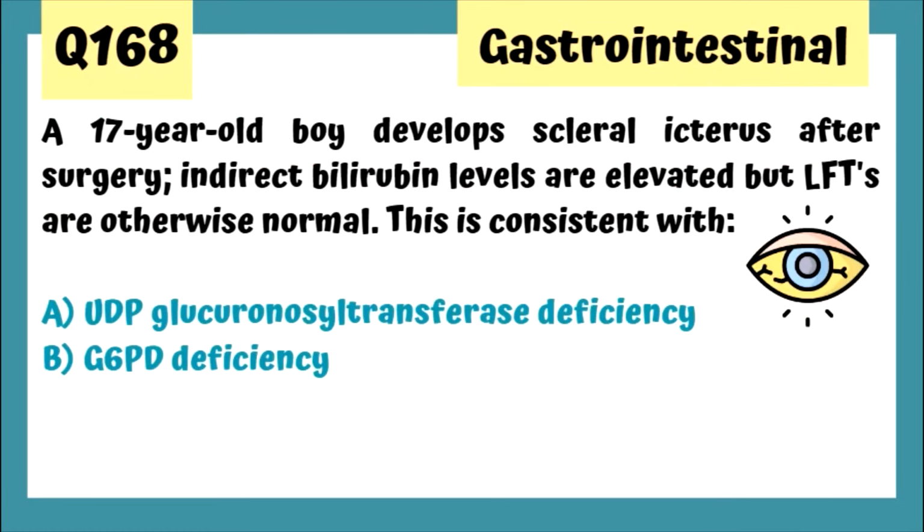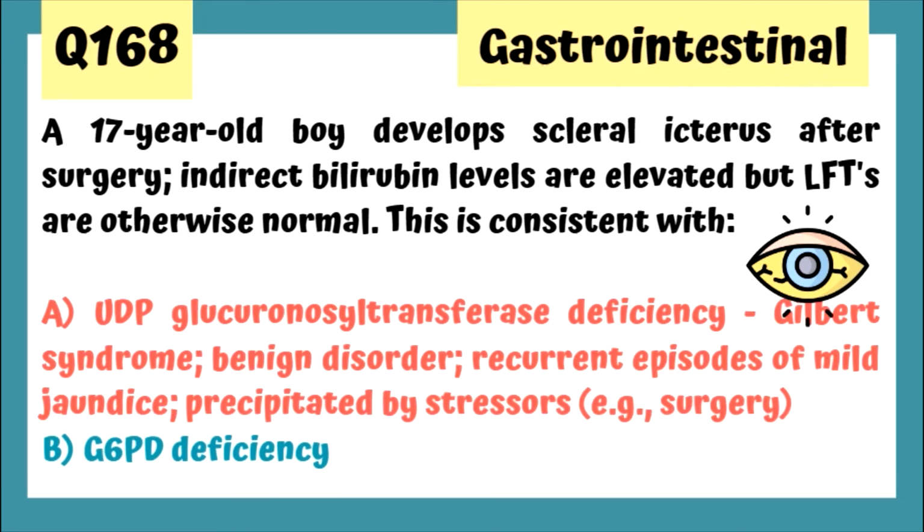168, a 17-year-old boy develops scleral icterus after surgery. Indirect bilirubin levels are elevated, but LFTs are otherwise normal. This is consistent with Gilbert syndrome. It's benign, and it's due to UDP glucuronyltransferase deficiency. Everything's fine, no treatment.